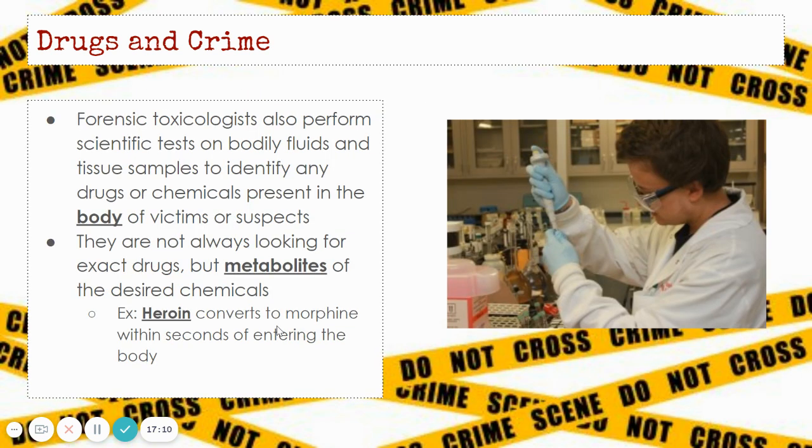Forensic toxicologists also perform scientific tests on bodily fluids and tissue samples to identify any drugs or chemicals present in the body of victims or suspects. So they're not always looking for the exact drug, but also looking for metabolites of the desired chemicals. For example, if a person takes heroin, the body converts the heroin to morphine very, very quickly. So they're not going to be looking for heroin in the person's system. They're going to be looking for a form of morphine in the person's system instead, because the body has started to break it down.